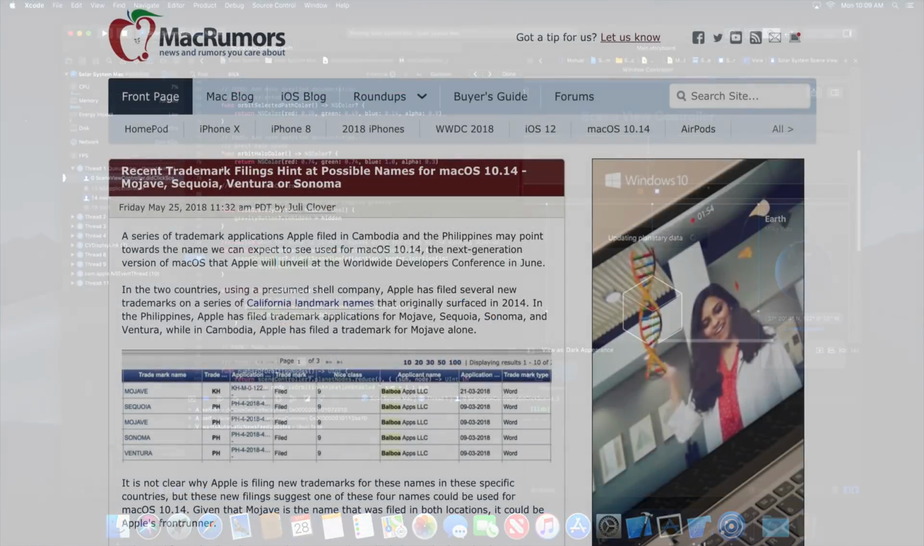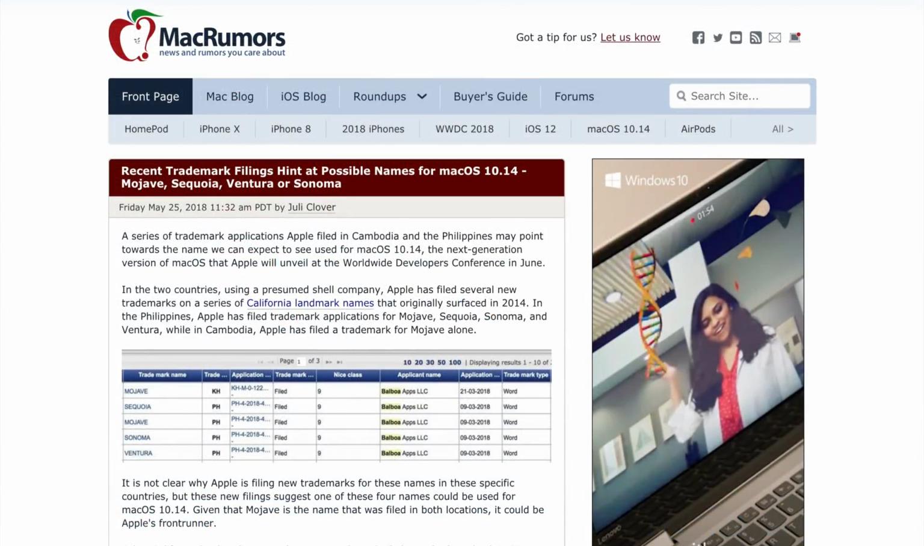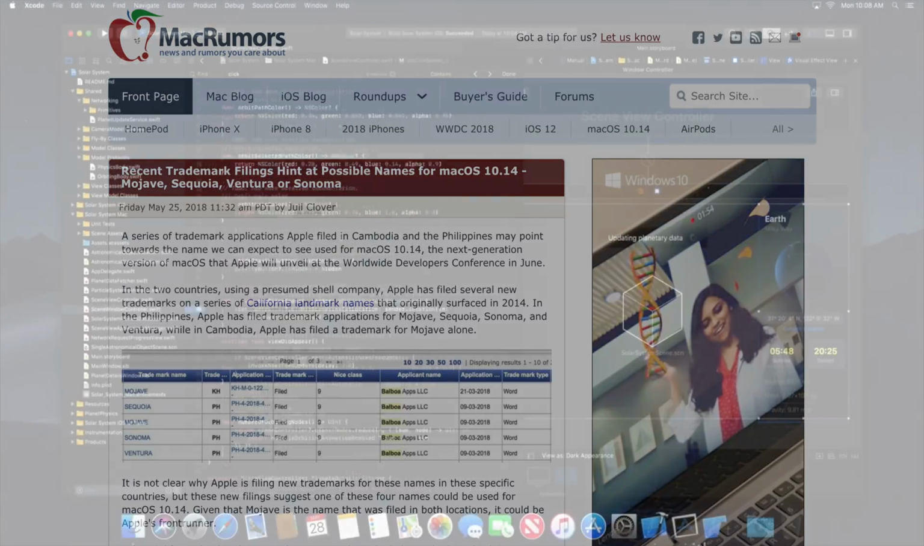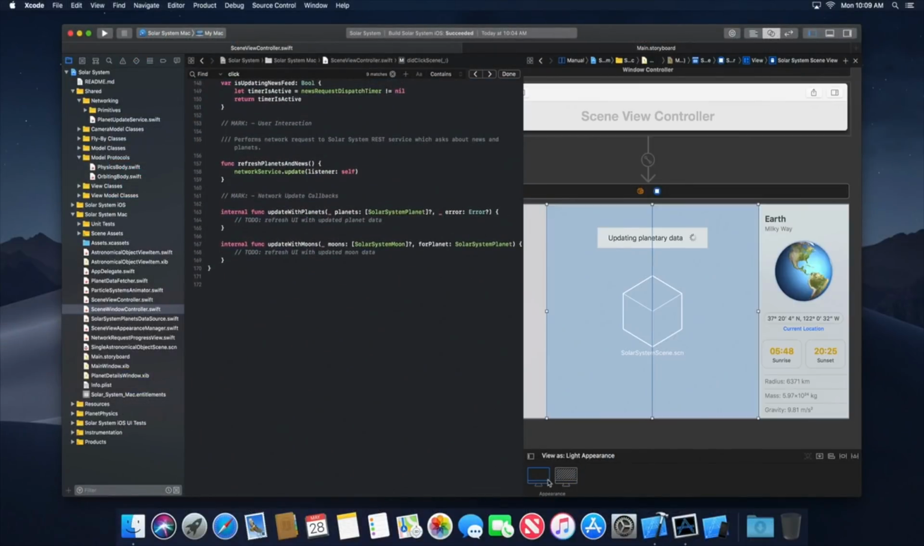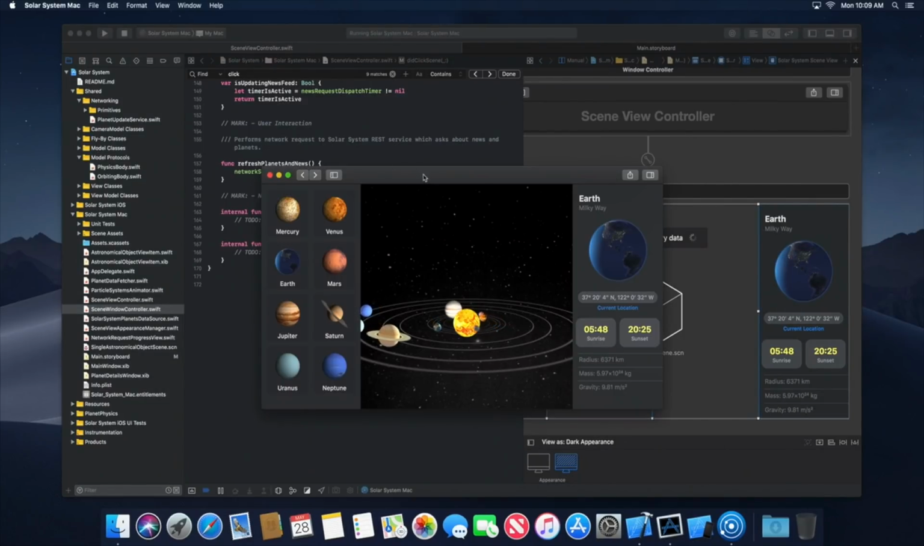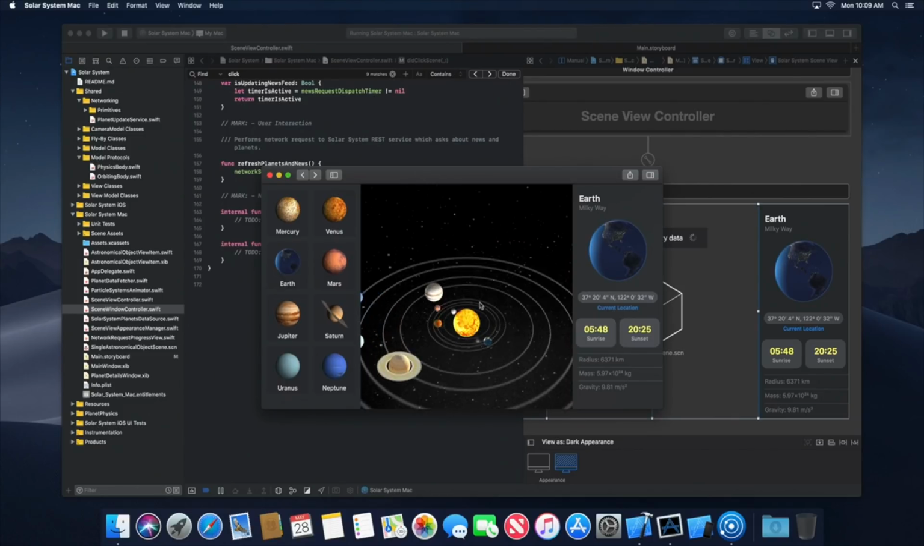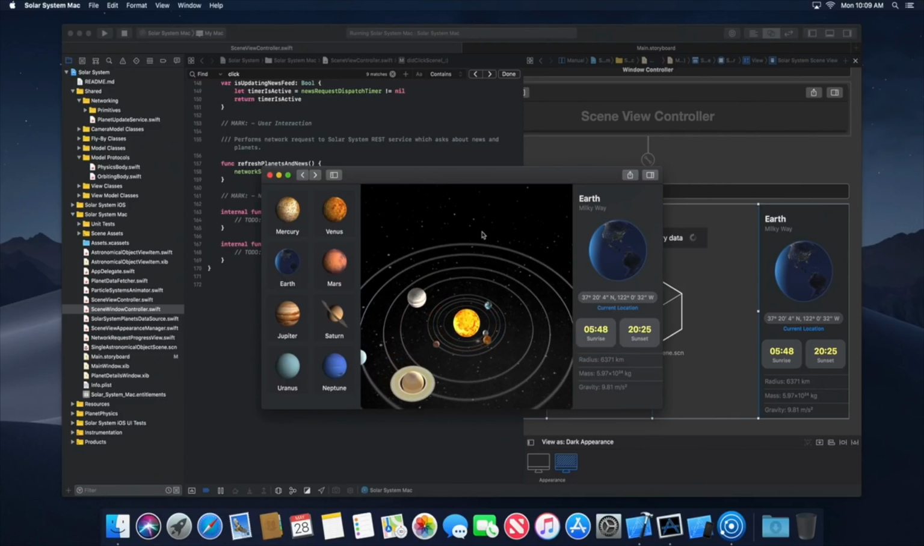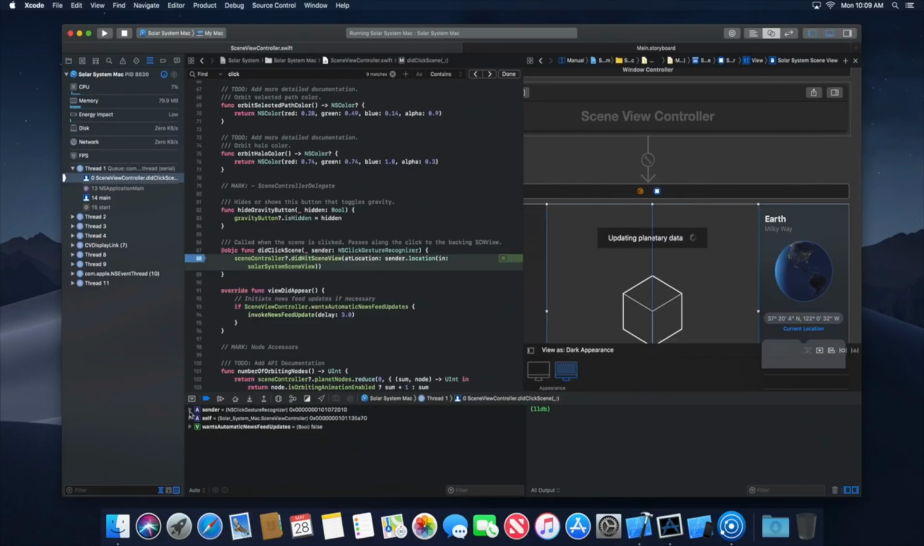We heard a couple weeks back from MacRumors, they found some, I think, trademark filings in a few countries, and Mojave was filed, and MacRumors hypothesized that because that one was filed in both of the countries they looked at, that it could be macOS 10.14 Mojave this year. And looking at this, these look like darker sand dunes at dusk or at nighttime, which could match the night mode. And I was reading an article from 9to5Mac, and they hypothesized that there could be a wallpaper like the light version of macOS, and then this wallpaper for the dark version.